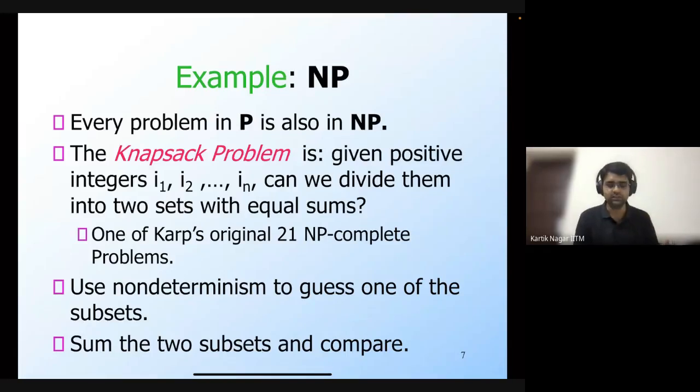And obviously, all of this, partitioning the set into two parts, taking the sum of the integers in both parts, and then comparing them, can be done in polynomial time. Because addition can be done in polynomial time, and comparison can be done in polynomial time. Therefore this problem is in NP. So the Turing machine is polynomial time bounded, even though it is non-deterministic.